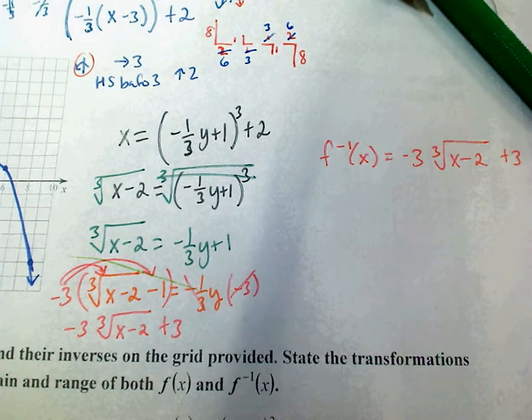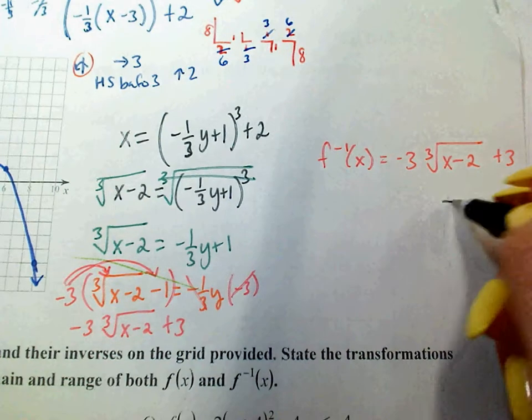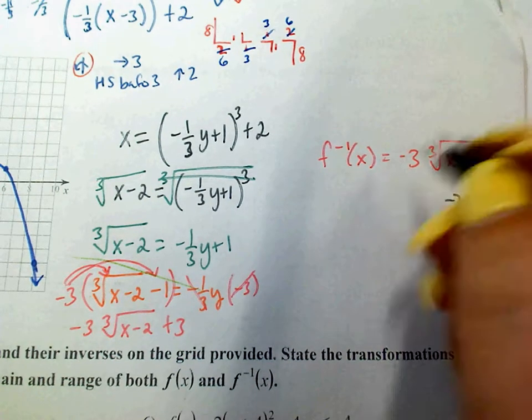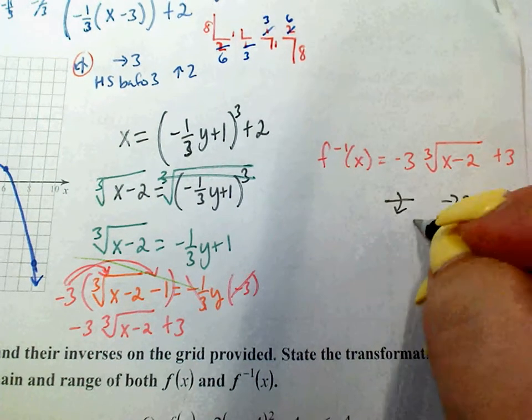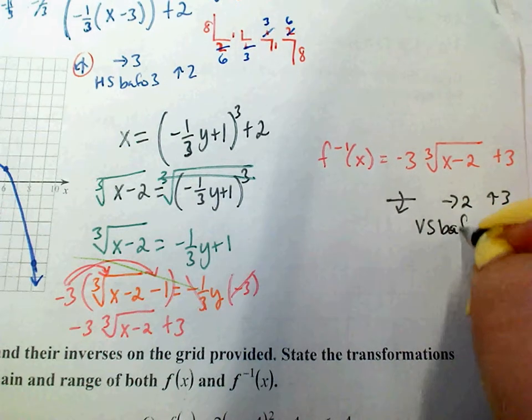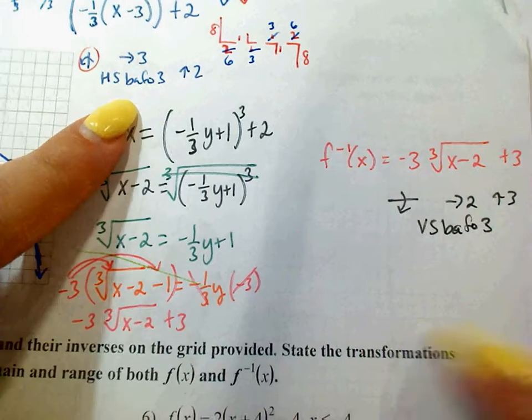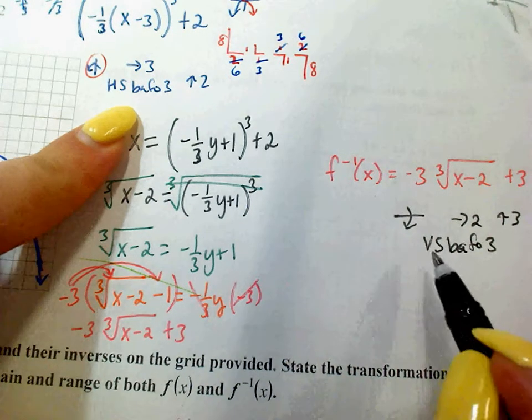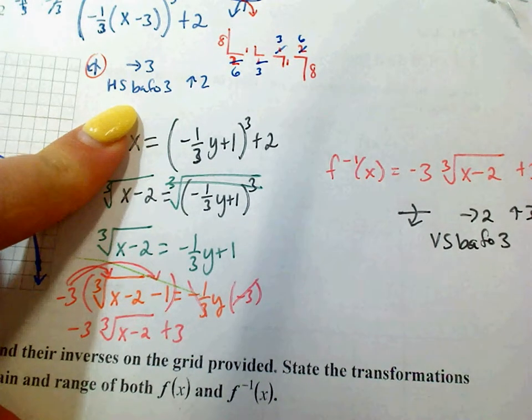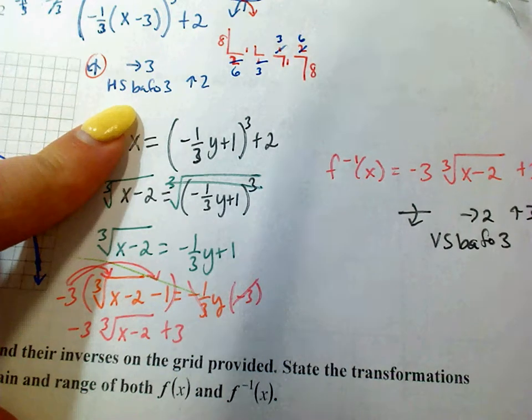So, as far as transformations go, we're going to go to the right 2, up 3, flip over the x, and then we've got a vertical stretch by a factor of 3. So again, if this has a horizontal stretch by a factor of 3, then this is going to have a vertical stretch by a factor of 3. It should always stay the same. If it's a stretch, it's a stretch. Okay.